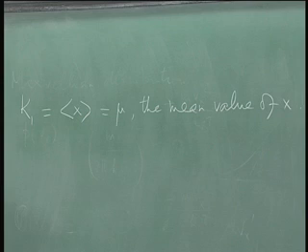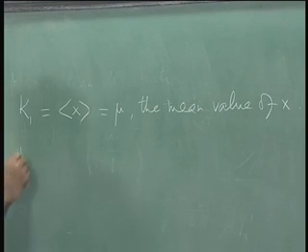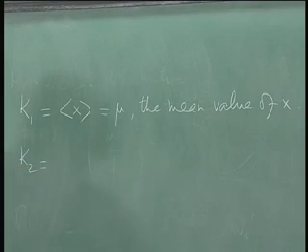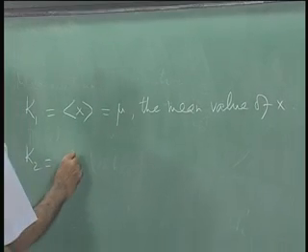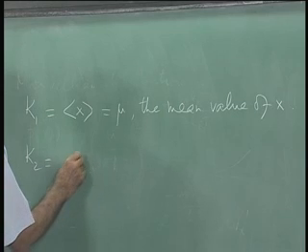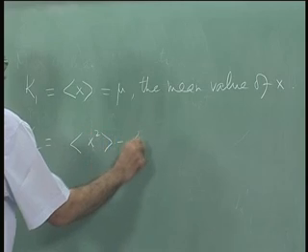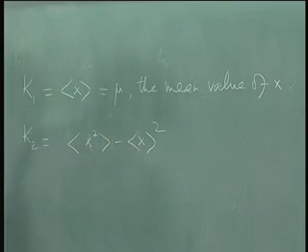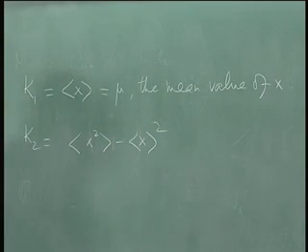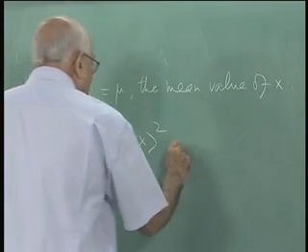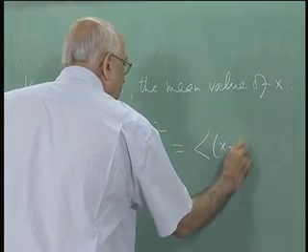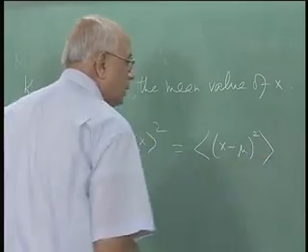The second cumulant, K2, turns out to be the average of x squared minus the average of x, the whole squared, which is the variance. So this is also equal to the expectation value of x minus mu the whole squared.